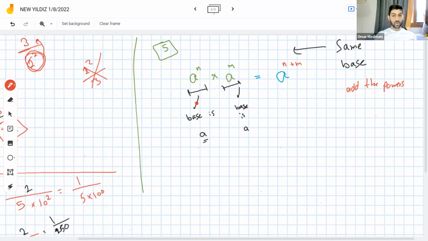Okay, so once I have the same base, what you do is add the powers. Same base, add the powers. That's rule number 5. I'm going to give you an example about rule number 5.